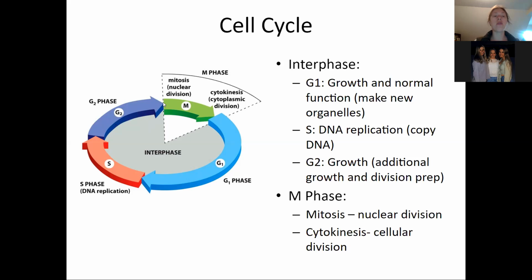Once we get to the end of G2, the cell's going to go ahead and start dividing. It's going to enter mitosis first, which is when it divides up the nucleus, which means it's dividing up the DNA. Then at the very end, it's going to go through cytokinesis, which is when it divides up the cytoplasm of the cell. All the organelles are going to equally get split up, the liquid part of the cell, and the cell's actually going to divide in half. So I'm going to go ahead and break those stages of mitosis down.